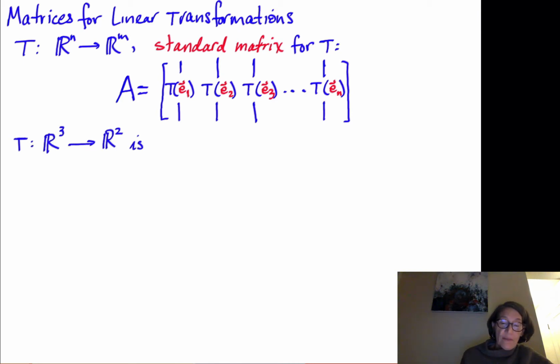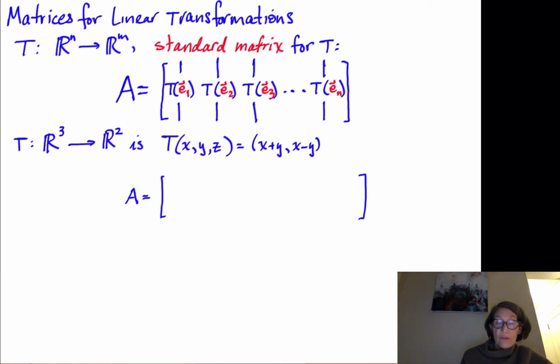Say we have the linear transformation from R3 to R2 given by T of (x, y, z) equals (x plus y, x minus y). So we're given a vector in R3, and we get a vector in R2. This is a linear transformation, but let's find its standard matrix. The standard matrix is going to be a 2 by 3 matrix.